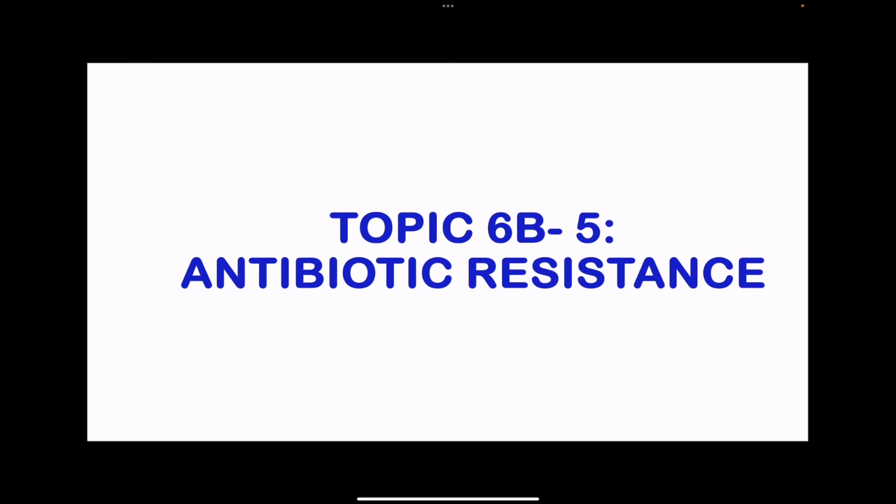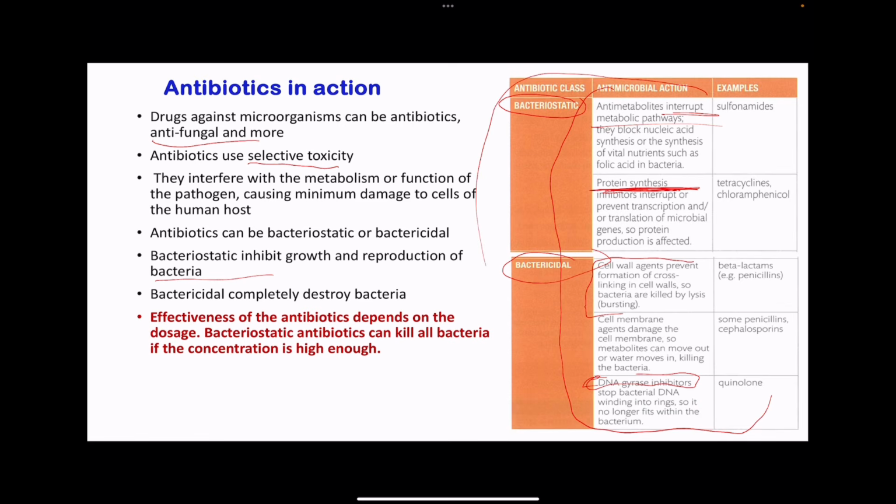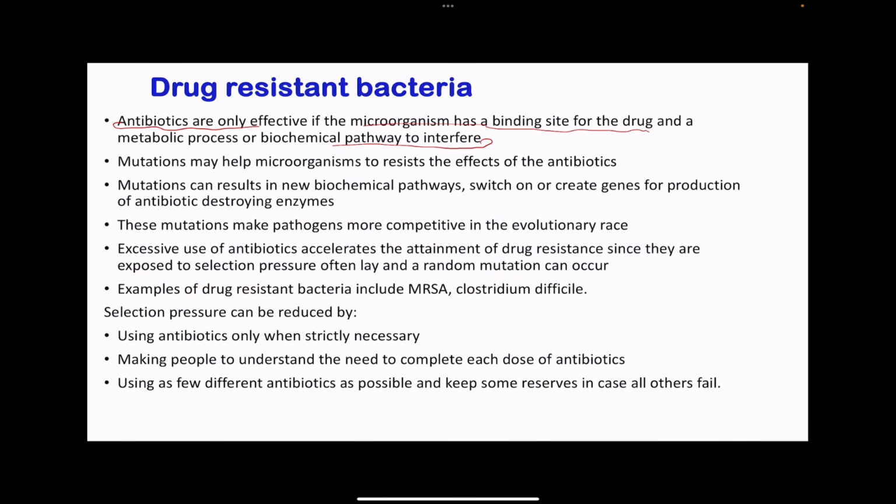Moving on to topic 6b5, antibiotic resistance. Antibiotic resistance is one of the most common problems we are facing today, because if pathogens are resistant to antibiotics, then it means the diseases that they cause could eventually kill many people. Most antibiotics are only effective if the microorganism has a binding site for the drug and a metabolic or biochemical pathway to interfere with. Like we've seen here, all these antibiotics have a way they interfere in the growth and development of the pathogens. If mutations occur, the microorganism could gain an advantage and therefore become resistant to the antibiotic.